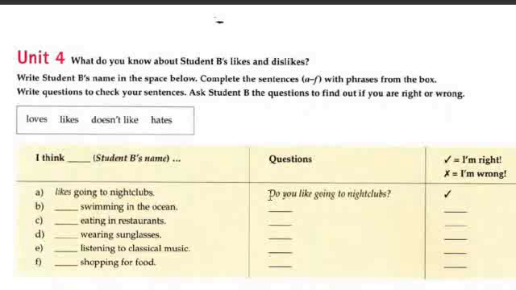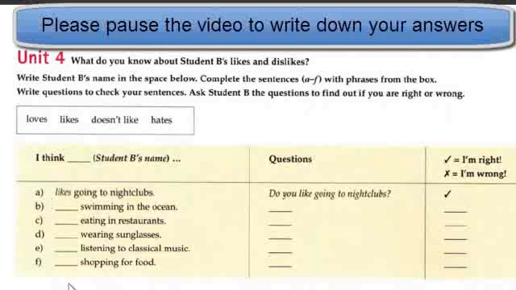After you ask these questions, you have to put a check if you were right or a cross if you were wrong. For example, if you think your friend likes going to nightclubs and after you ask the question, it is a yes, that means you have to put a check here. All right? The same thing you have to do for B, C, D, E, and F. Please take a few minutes to do this exercise.